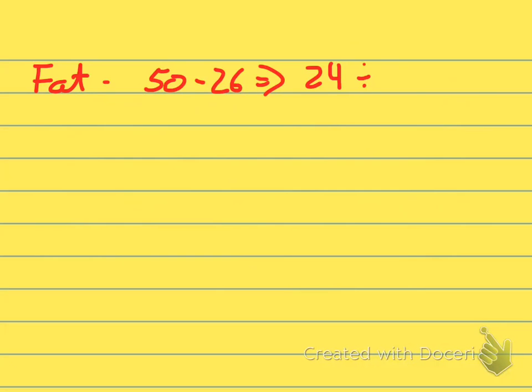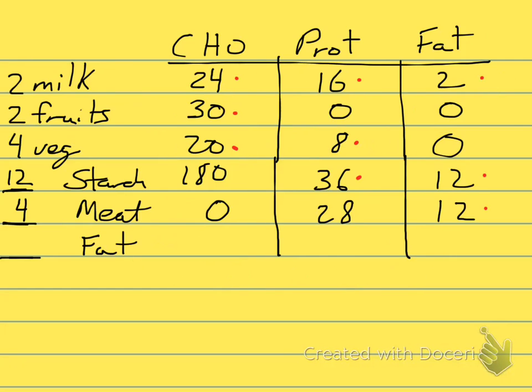5 grams of fat per exchange. That's going to end up with 4.9. And again, we're going to round that to 5. So let's come back. 5 exchanges of fat, no carbs, no protein. 5 exchanges, that's going to be 25 grams of fat in those exchanges.